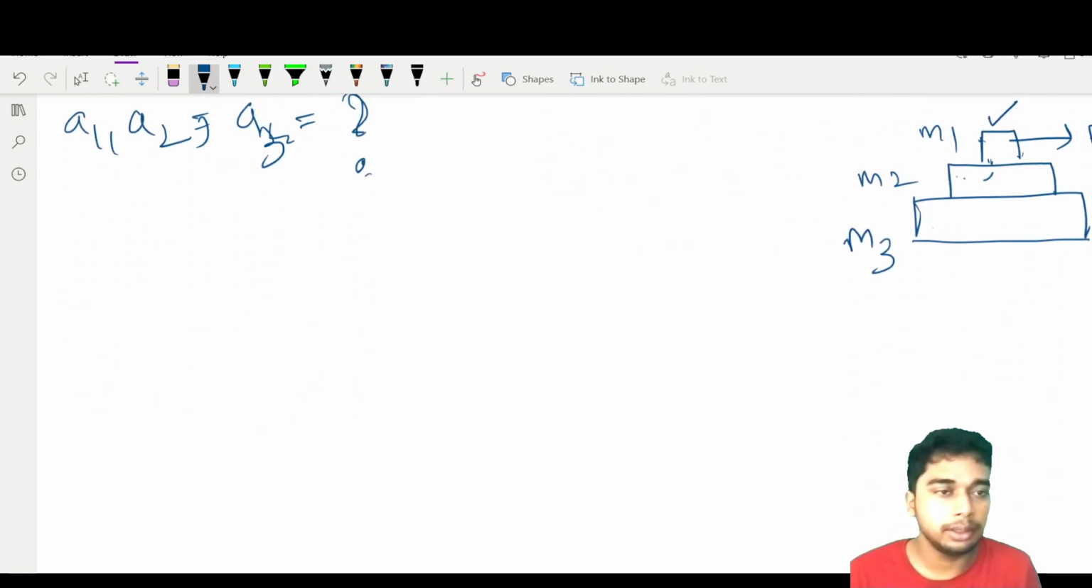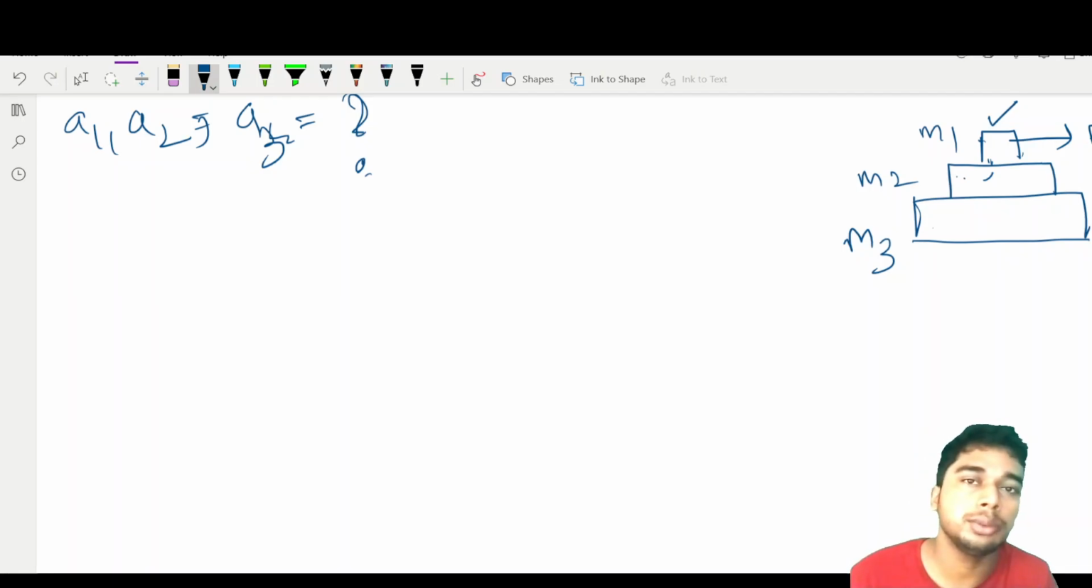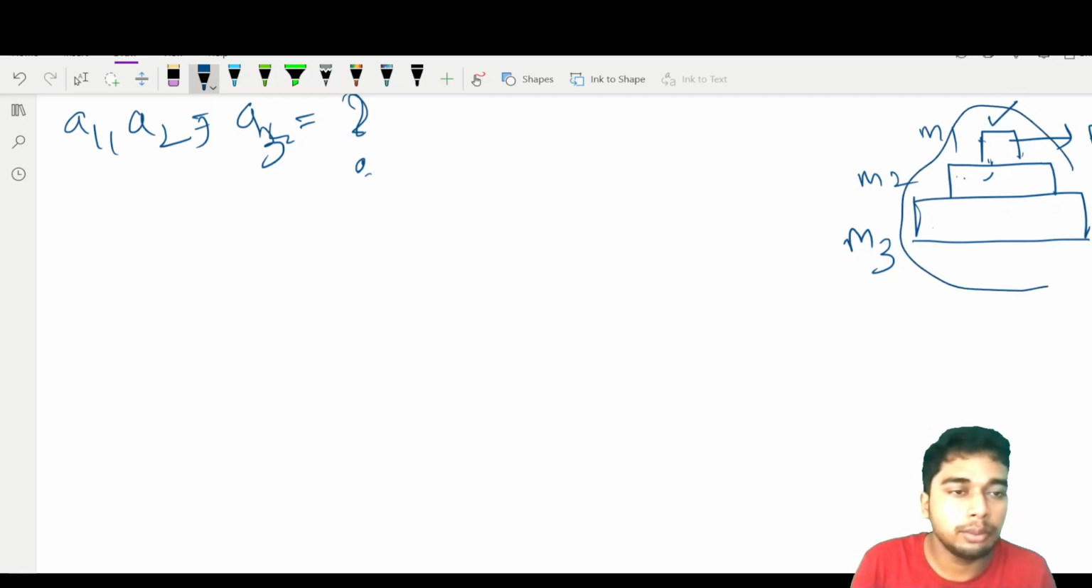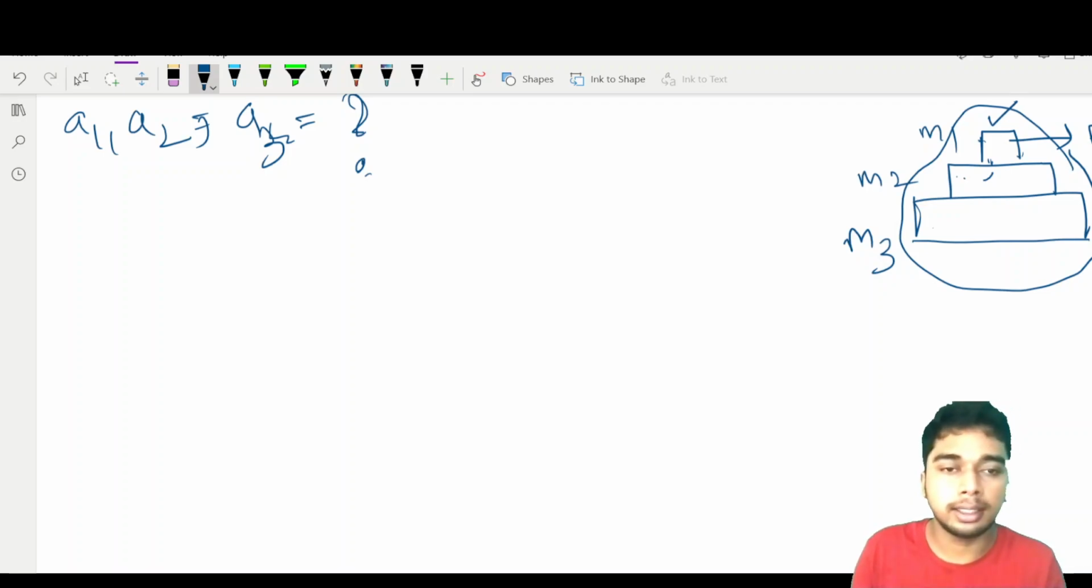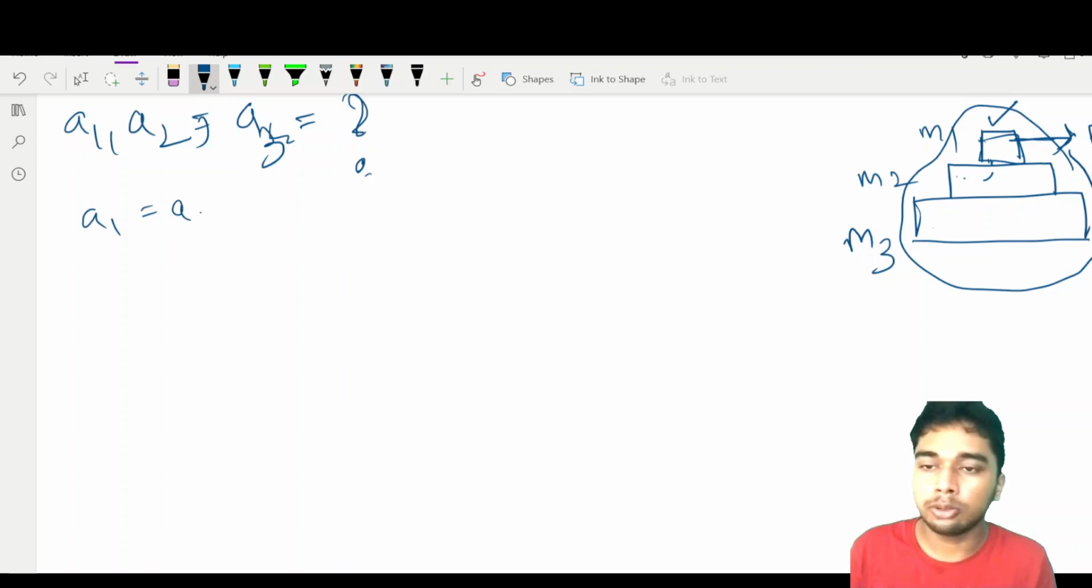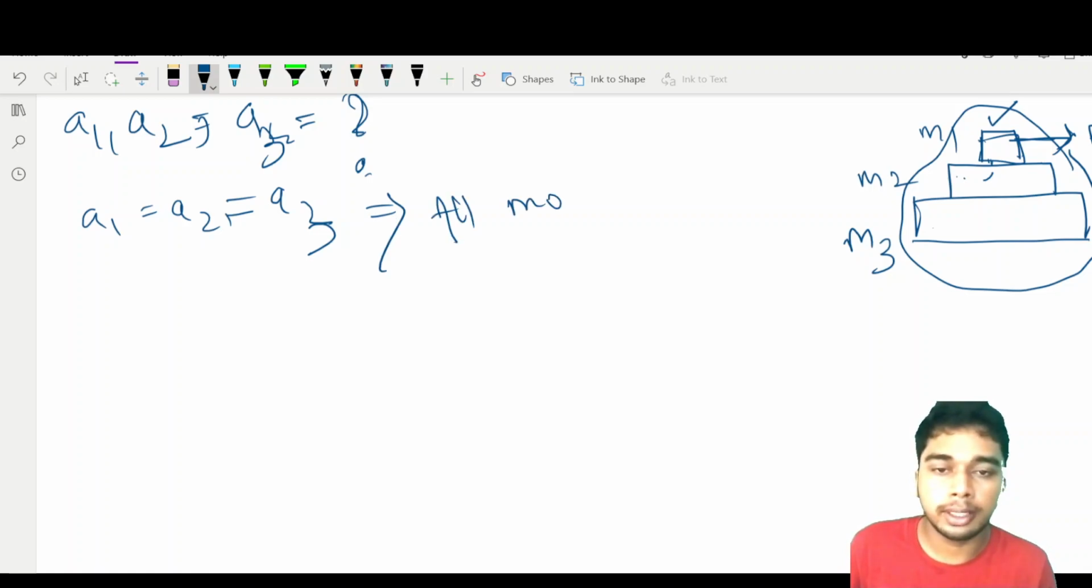So the first approach will be, for example, I will collectively assume that all the blocks move together. So there will be no internal forces, because the net internal force will cancel out. So there will be only external force and all the blocks will move together. So in this case, acceleration A1 is equal to A2 is equal to A3. Here, I consider all move together.